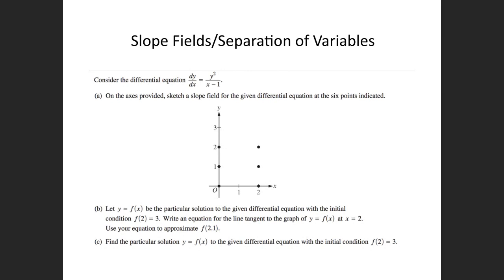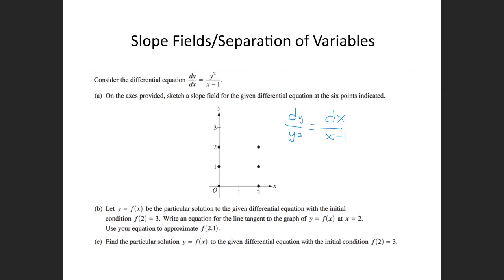Okay, first step, separation of variables. We get the x's on one side, we get the y's on one side. So I would rewrite this as dy over y squared is equal to dx over x minus 1.